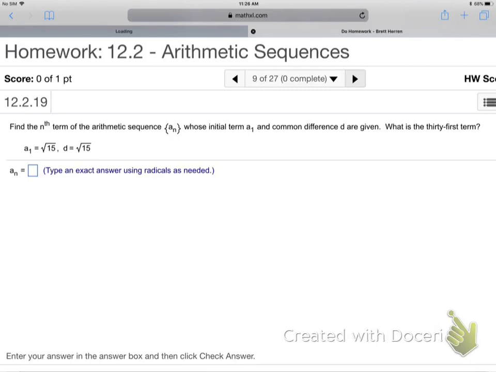All right. So there's the first term and the difference. They're the same. Both root 15. So same kind of thing. You know the formula. A sub n is A1 plus n minus 1 times d. I'll give you that right at the top of the next exam. You just don't even have to memorize it. Just know how to use it. So plug those in.